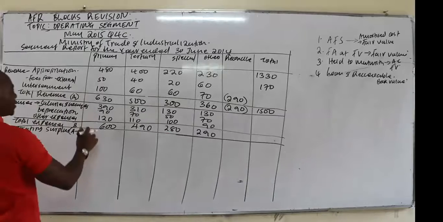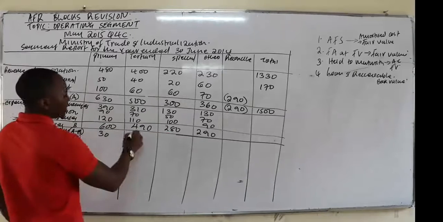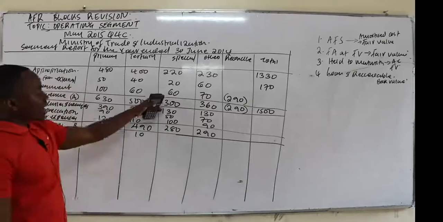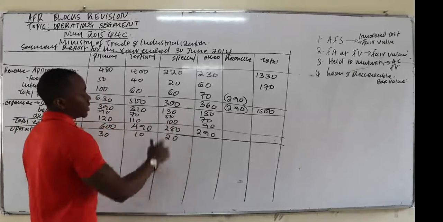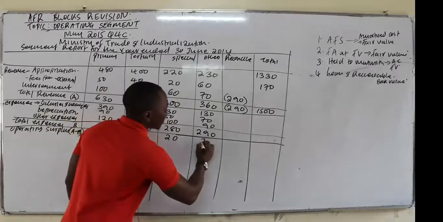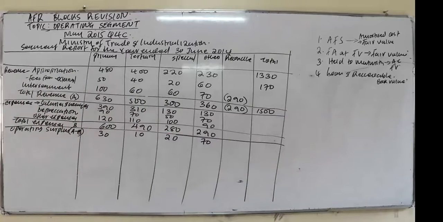So 630 minus 600, you get 30. 500 minus 490, you get 10. 300 minus 280, you'll get 20. 360 minus 290, you'll get 70. So that's the profit we had.